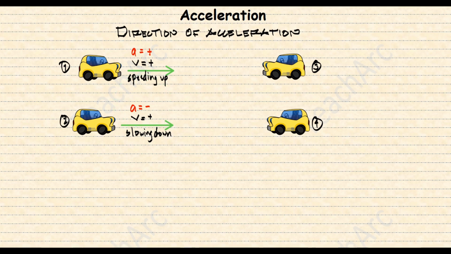I think many understand that very well, but look at the third and the fourth car. Both of them are traveling to the left, and if we assume that left is negative, then both of their velocities will be negative. Now, what if the third car is speeding up? In that case, the acceleration will be negative. If the car is slowing down, just like the fourth car, then the acceleration is positive.